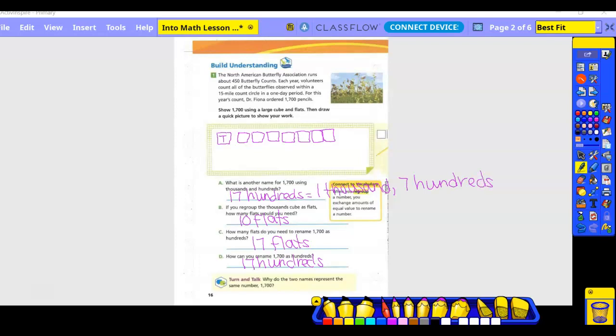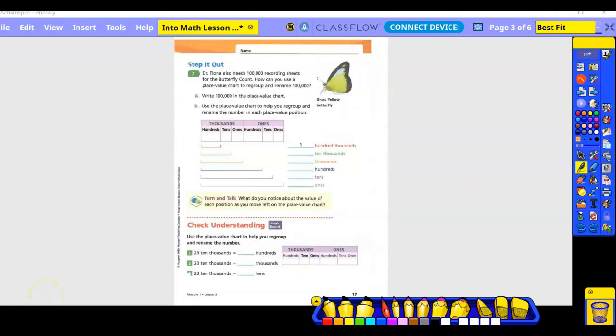Okay. Step it out. Number 2. Dr. Fiona also needs 100,000 recording sheets for the butterfly count. How can you use a place value chart to regroup and rename 100,000? Write 100,000 in the place value chart. So start from the right, put in our 5 zeros, and then put in our 1. Okay, so we have 100,000.